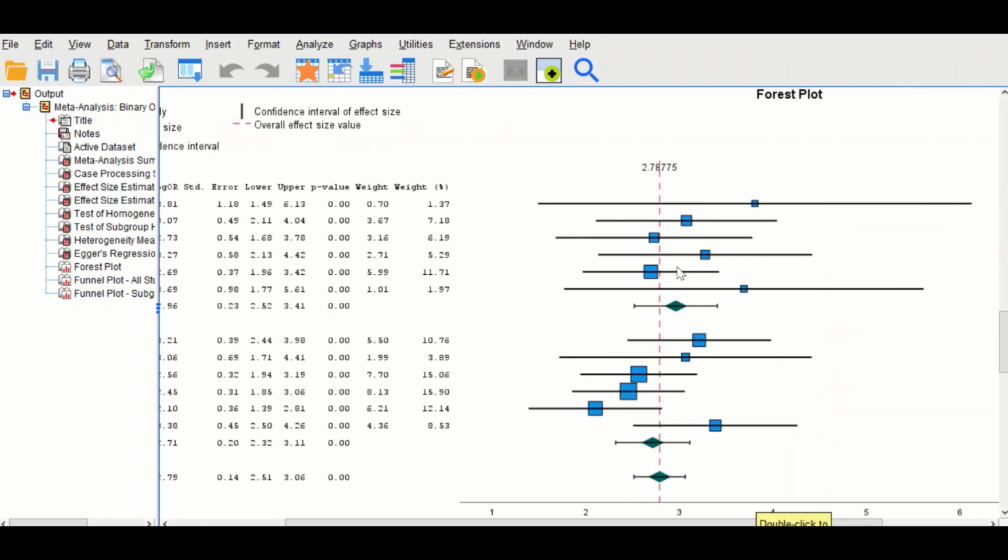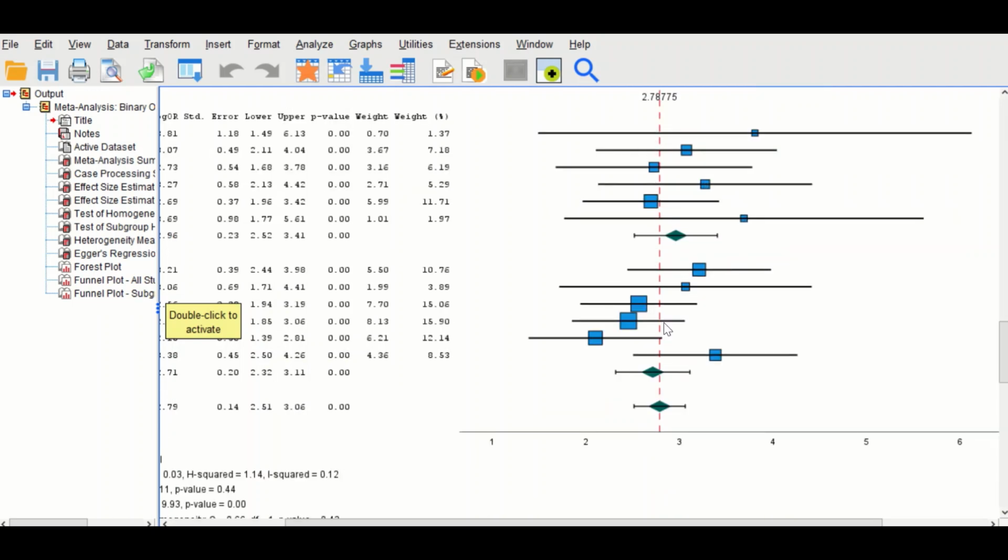Looking at the next section here, which is the diagrammatic representation of the descriptive values. As shown here, the red line is the overall estimate effect size, which is the odds ratio, which is 2.7.